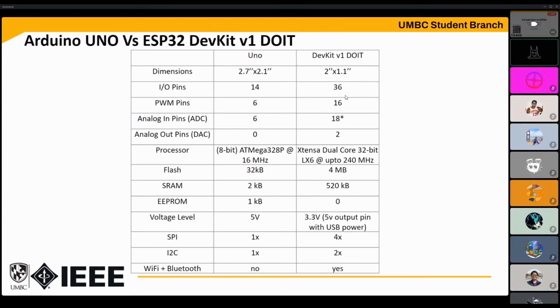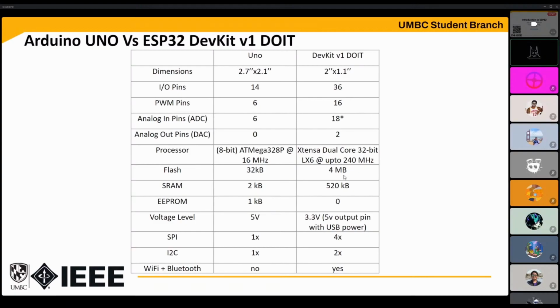It's got a lot more I/O and more analog pins, and the little asterisk right there means that when you're using Wi-Fi, you can only access 8 of those pins. It has actual DAC pins, and the real cool part of it is the processor right here. The Arduino Uno has an ATmega328P processor, which is only 8 bits and runs at 16 megahertz, while the ESP32 has a 32-bit processor that runs at 240 megahertz at the maximum, which is pretty crazy to think about in terms of this package and just how cheap it is.